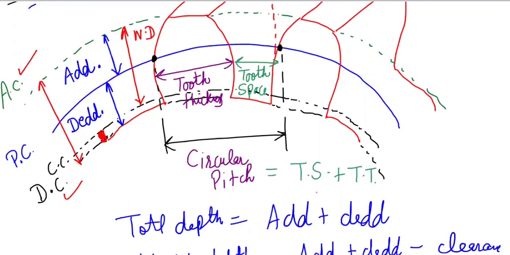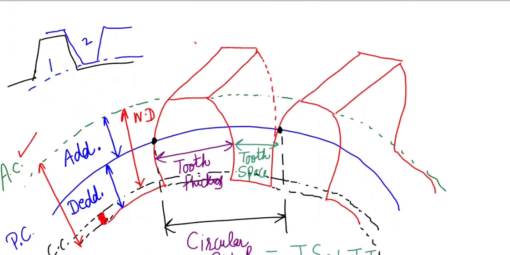I think all the things are clear to you. What is face width, Anjali? Face width is this distance. This top is the top land part. This is the face of the teeth. This is the flank part of the teeth.